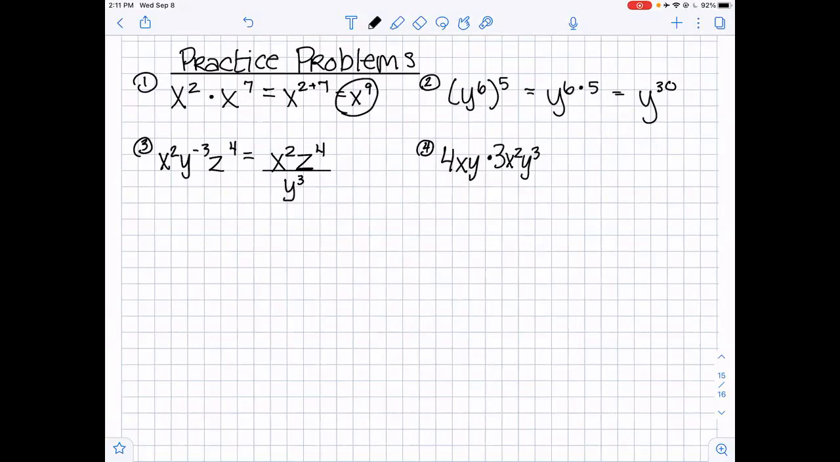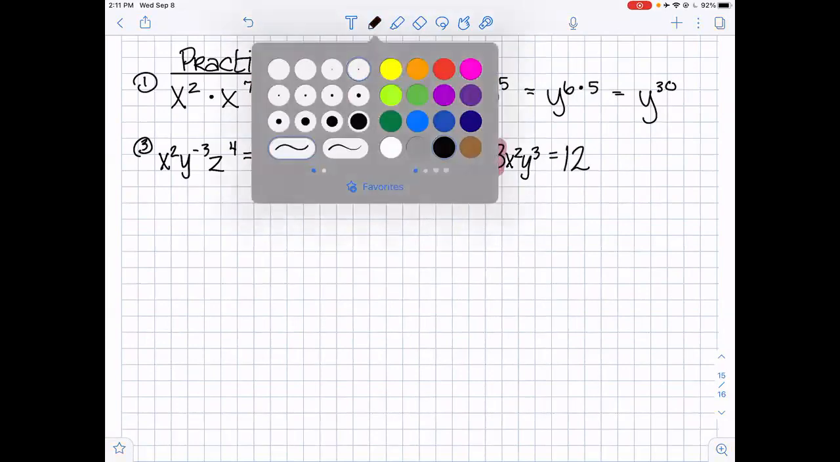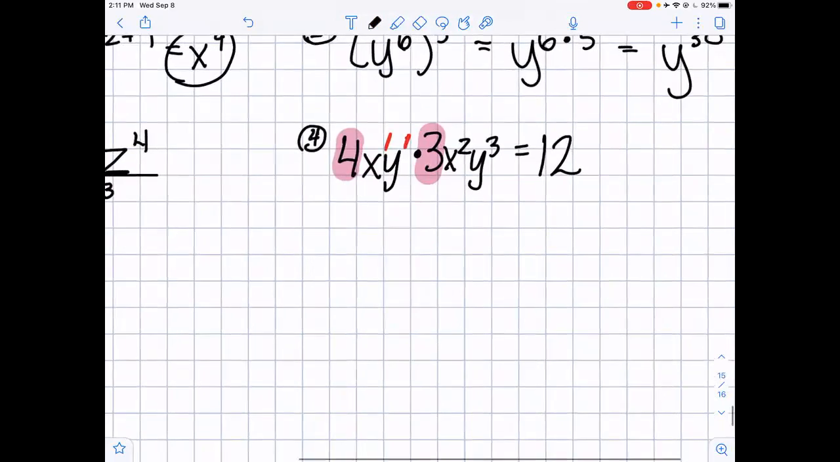Okay, how about number 4? Did anybody figure out number 4? We're multiplying, so what's 4 times 3? 12. Then what do you do with exponents when you're multiplying? Add. So x to the first, y to the first, right? Anytime there's not an exponent, it's a 1. X to the 1 plus 2, 3. Y to the 1 plus 3, 4. Done. All we did, we took this one, added this. Took this one, added that. There's your answer.